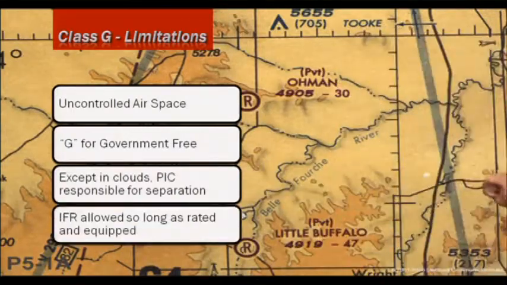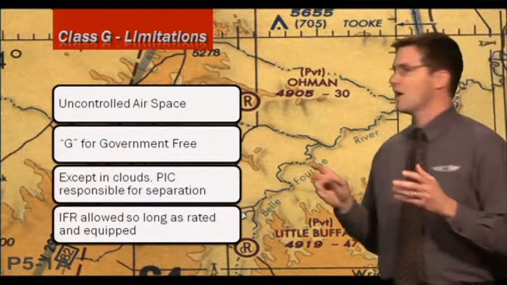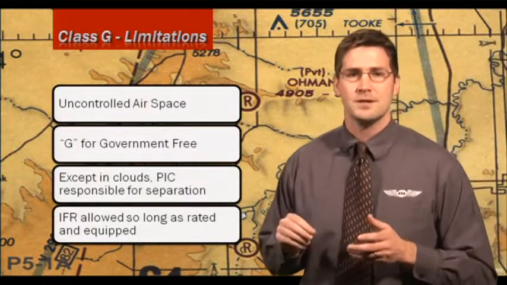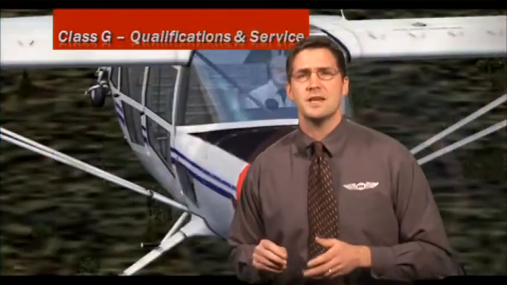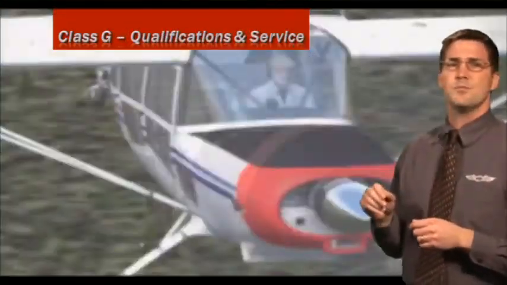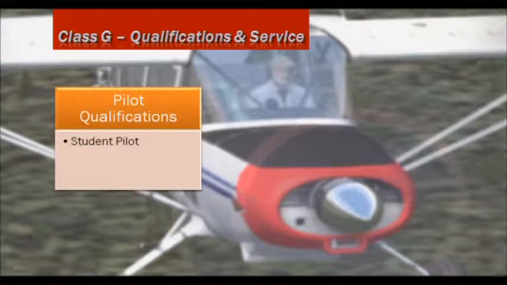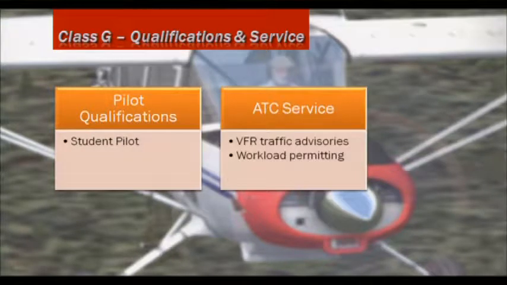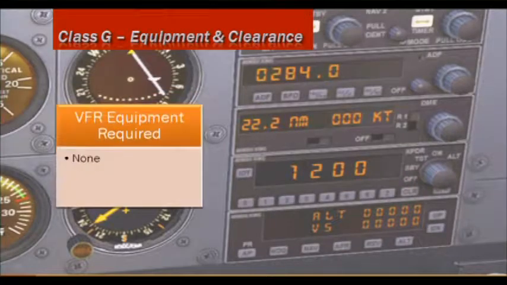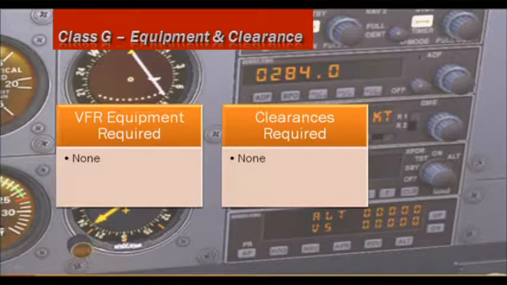Now, IFR flight is allowed in Class G airspace, but the pilot must be instrument rated and the aircraft must be IFR equipped. Now, to operate in Class G airspace, you must also have at least a student pilot certificate. ATC services are available for VFR traffic advisories on a workload permitting basis. Now, there are no special aircraft equipment requirements to fly in Class G airspace. By definition, you also do not need clearance from ATC to operate in Class G airspace.